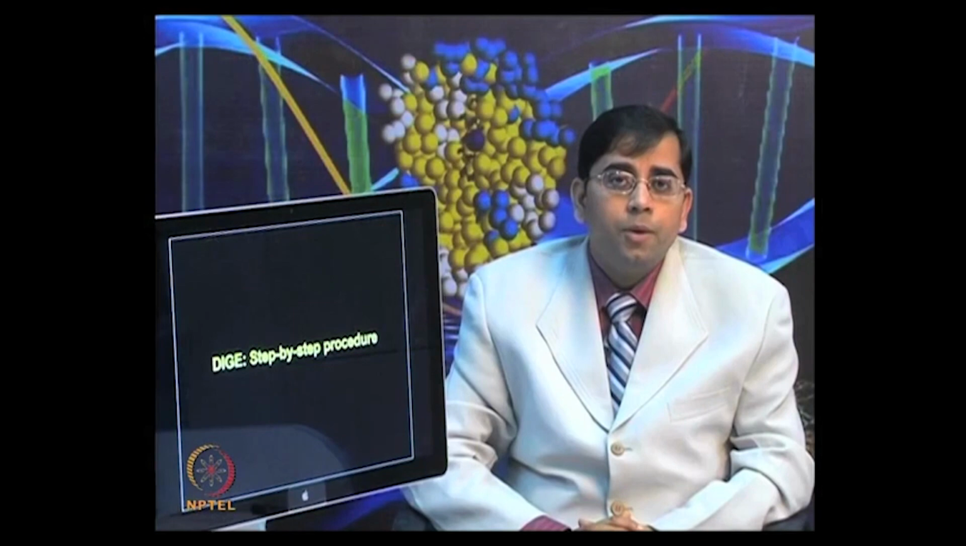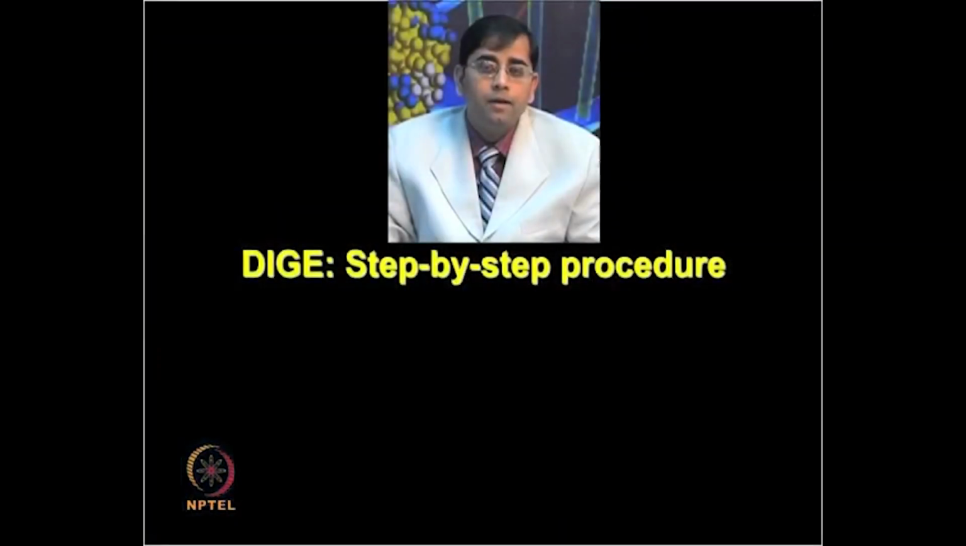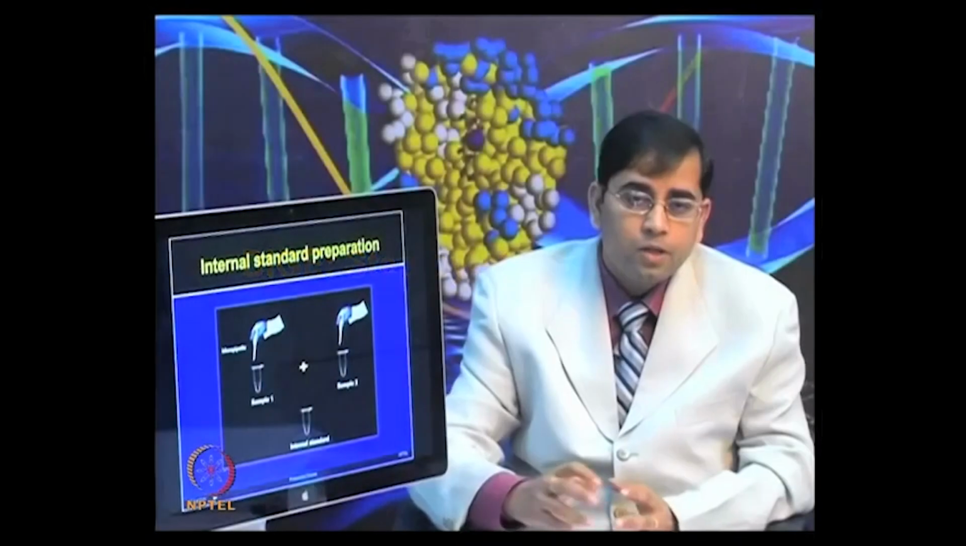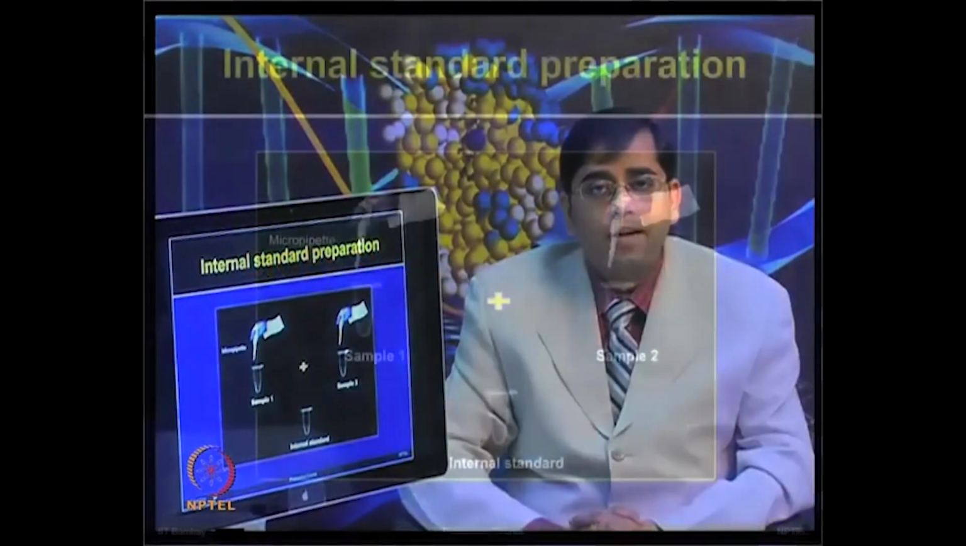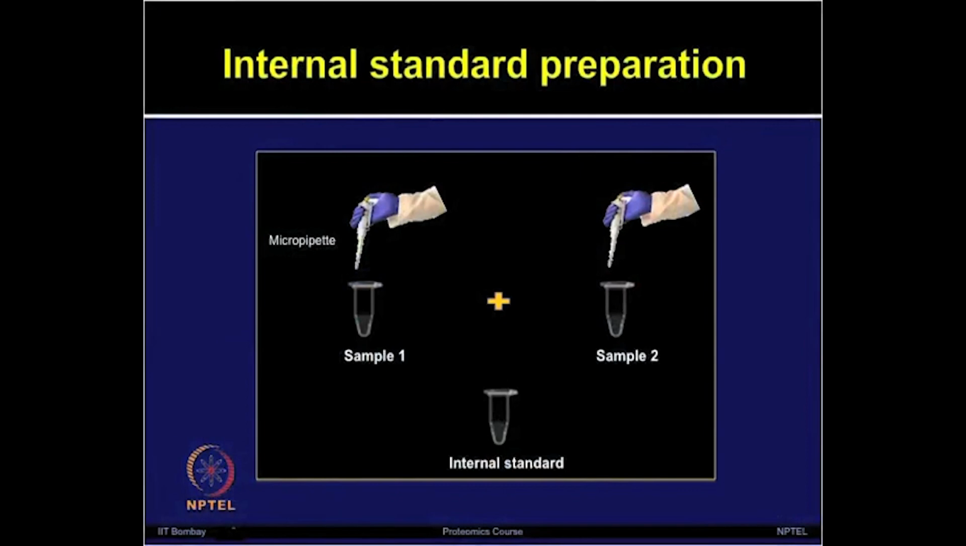So, now we have talked about the DIGE principle, how to label the samples with different Cy dyes, why there is a need for making the internal standard, and how to label the internal standard with the Cy2 dye. So, let us go to the step by step procedure of the DIGE method. Very first thing is you have extracted your protein samples and you need to make the internal standards.